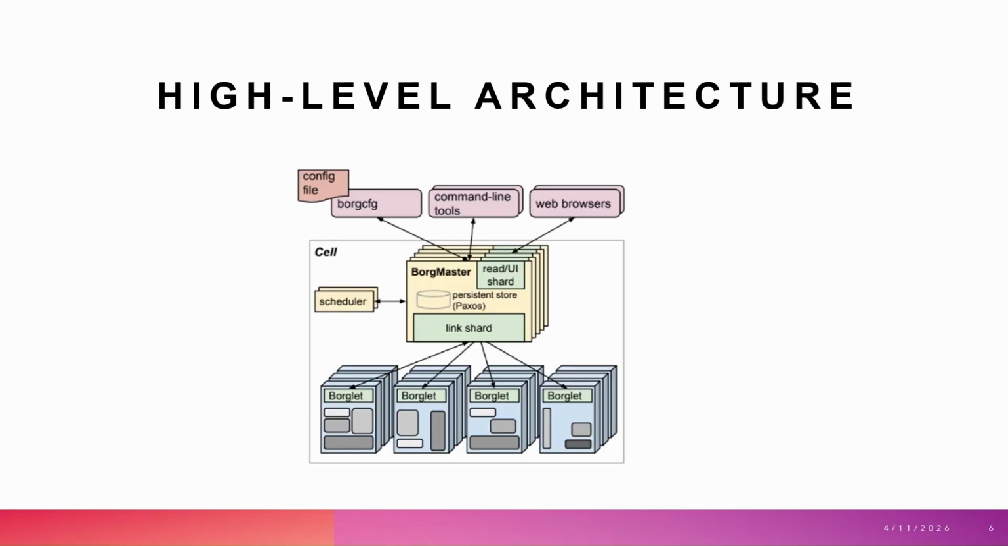Now we move on to the high-level architecture. This is a more complex diagram than the one I showed previously, but it shows how the users, which can communicate with Borg through the command line or web browsers, can send their jobs to Borg. We know that the Borg master communicates with the Borglets, and this is all done in a cell. The cell is where all the machines act as one unit and are managed by Borg. And we have some other components like the Paxos store and the link shards and the scheduler that we'll discuss later.